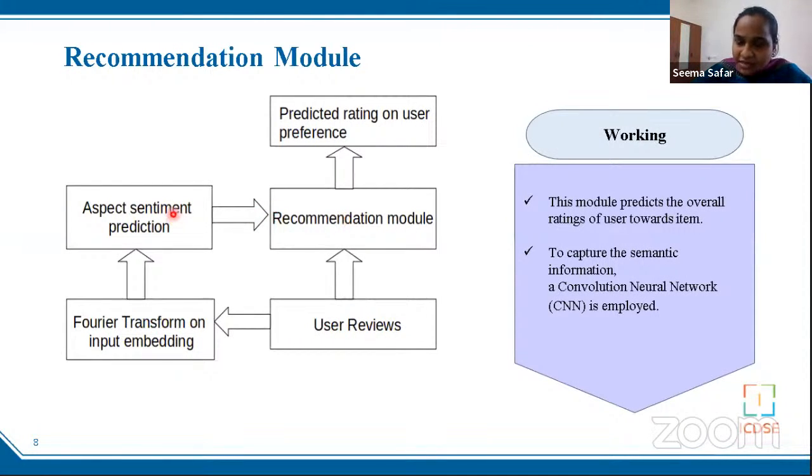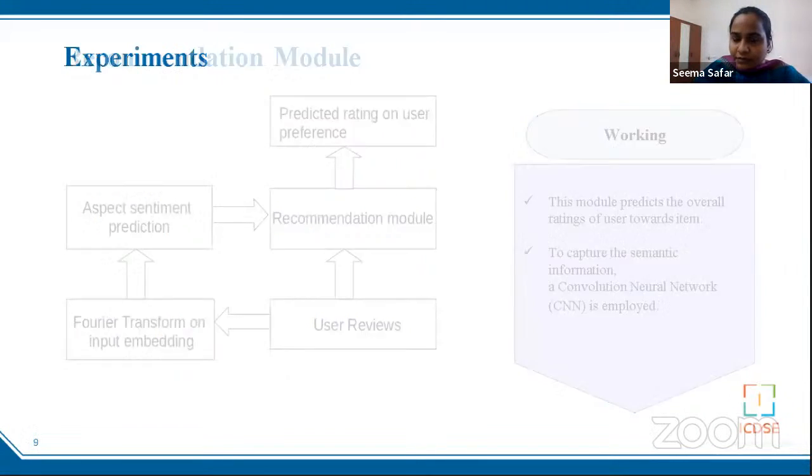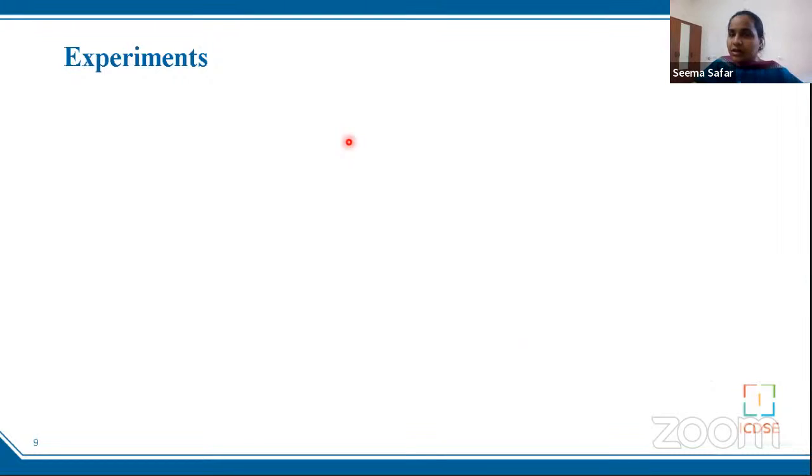Okay, and that is connected with the aspect sentiment prediction polarity, so that we get the prediction of the rating based on the user preferences. Now, moving on to the experiment evaluation.